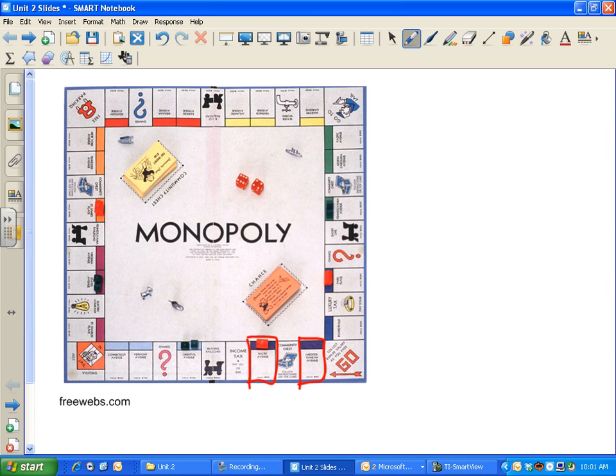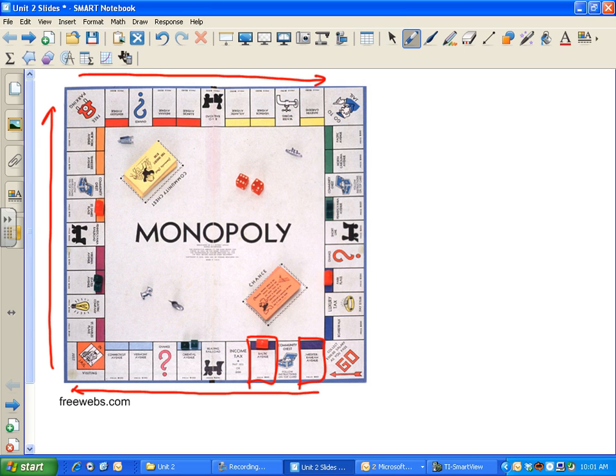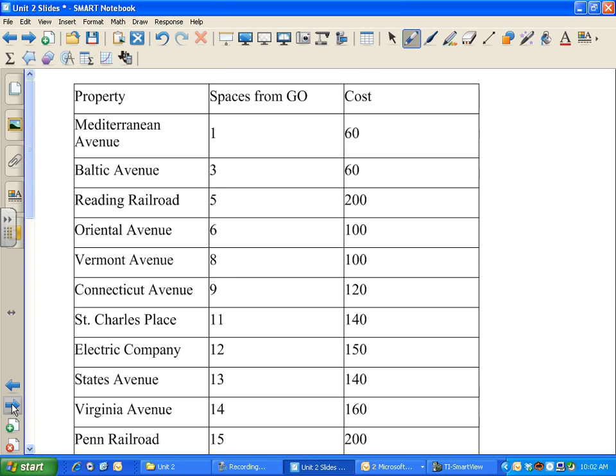Something I had never noticed before is, in general, the further you go around the board, the more expensive these properties tend to be, ending with the most famous, Boardwalk and Park Place. Very expensive to purchase, but also end up bringing in the most money. So big thanks to TI's website that provided this data set.